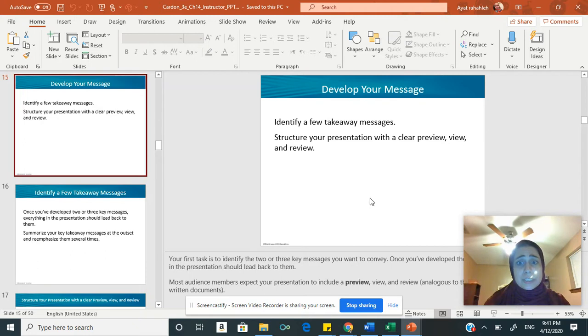Develop your message. The main thing when you're presenting anything in life is to know in your head what your objective is. Why are you doing this? Who are you presenting this for? Have a clear preview, view, and review. It doesn't have to be this actual layout. It's just in your head, you have to have a specific objective. It can be a very small one, but know what you actually want to deliver. That's a very important question to ask yourself.